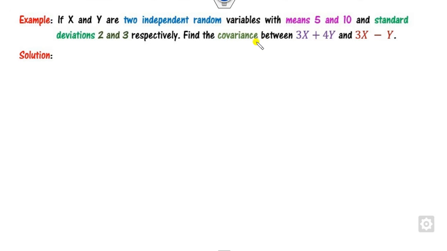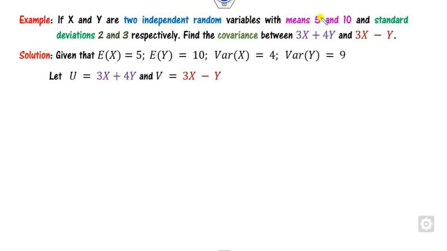Now you can see what is given to you. X and Y are 2 independent random variables with a mean and here. This is given to you: expected value of X, expected value of Y. Standard deviation is 2, so the variance is 4. Standard deviation is 3, so variance is 9. Your target is to find the covariance between this and this.